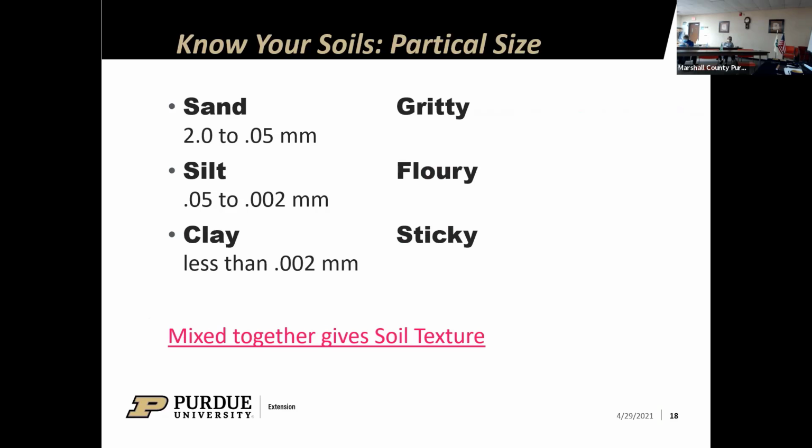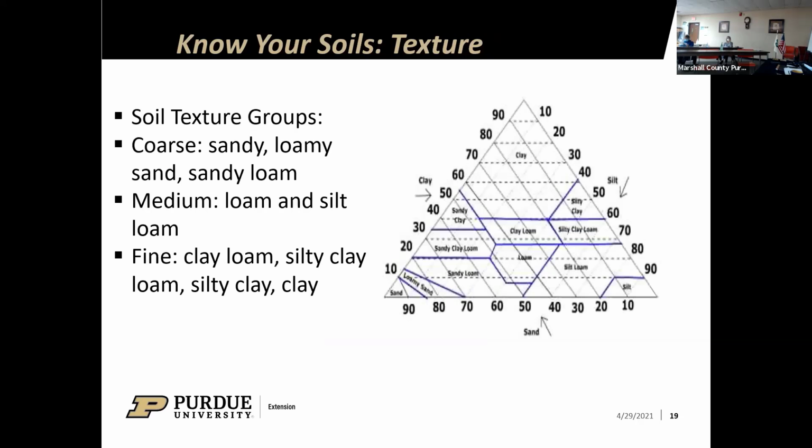Silt, being a smaller particle, has more of a floury texture to it, 0.05 to 0.002 millimeters. And clay, we all know clay. We've all played with Play-Doh or real clay products. And we know it's sticky and it's less than 0.002 millimeters. Now, when you get a high clay content soil, that will definitely have an impact on soil properties. But when these three are mixed together, that determines the type of texture our soil has.